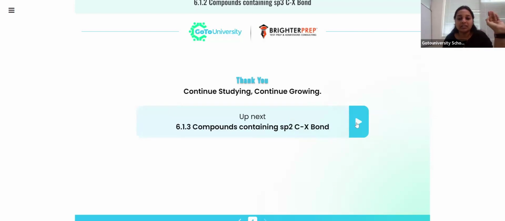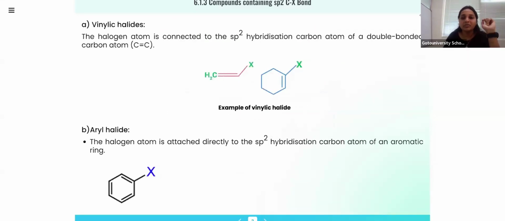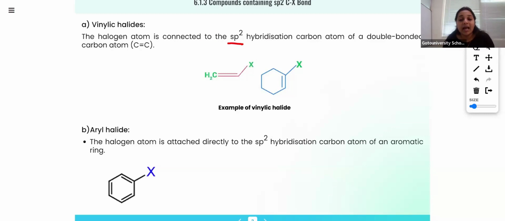Okay, so the next classification. This is the classification in which the halogen is connected to sp3 carbon. Now the halogen is connected to sp2 carbon. So here, first one, that is vinylic halide. The halogen atom is directly connected to the sp2 carbon, the double-bonded carbon. See this is a halogen. This is the double bond. So the halogen is directly connected to the sp2 carbon. That is called vinylic halide.